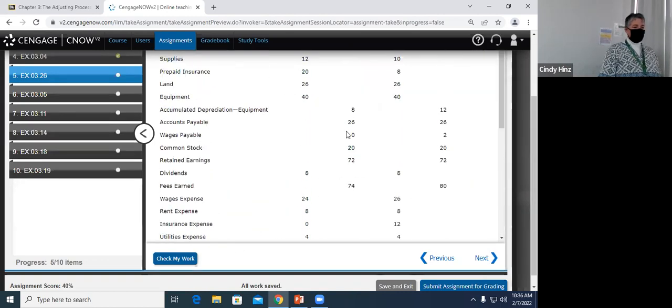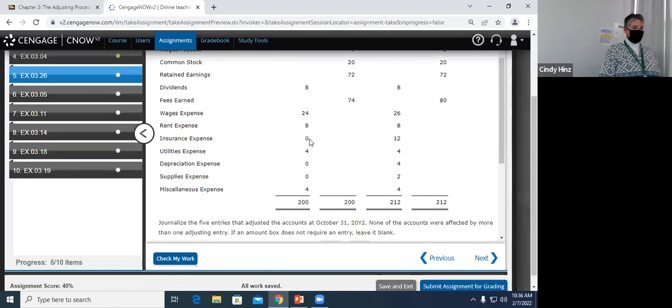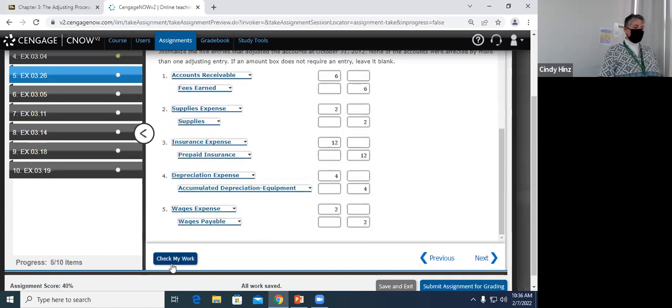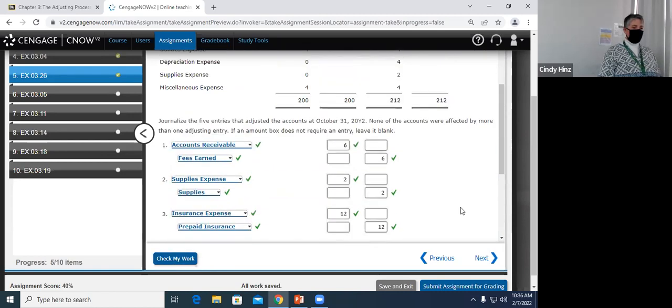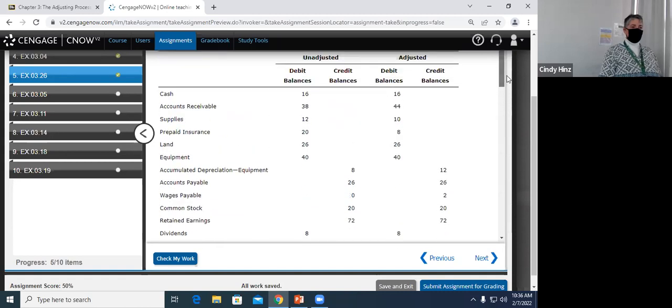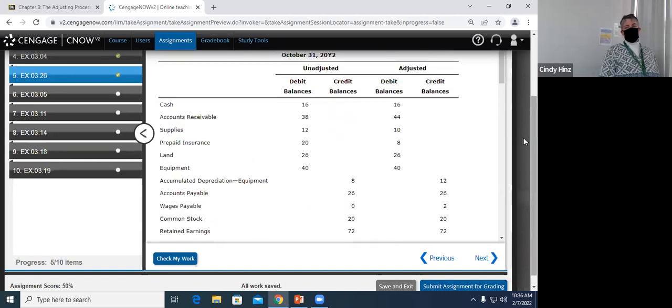And if you were to just go down through the rest of those, you can see that all the accounts we haven't looked at yet, the balances stayed the same. Common stock, retained earnings, dividends, rent expense, utilities expense, and miscellaneous, all of those stayed the same. They weren't adjusted. And so we have all of our adjusting entries here that we would have made to get from what we had unadjusted to the totals we had with the adjusted balances.